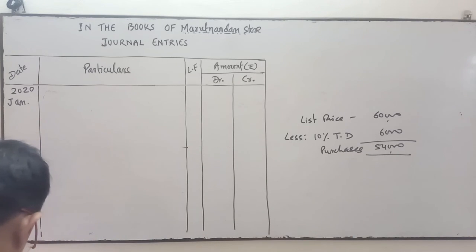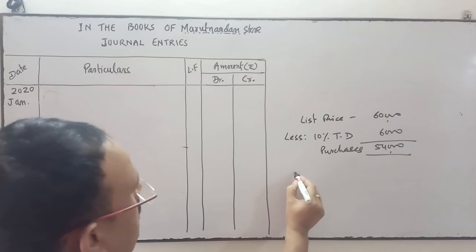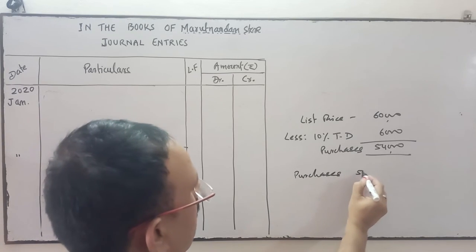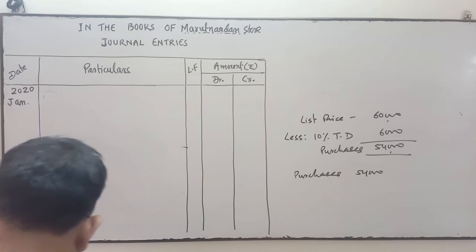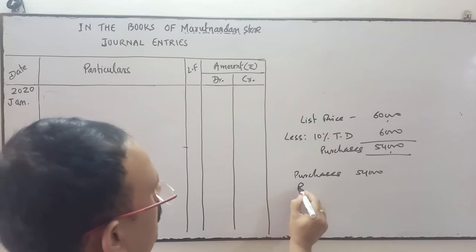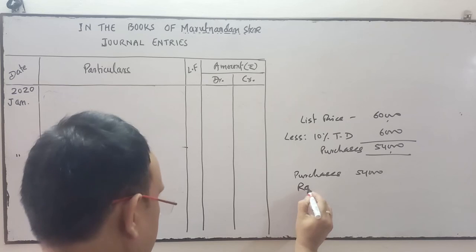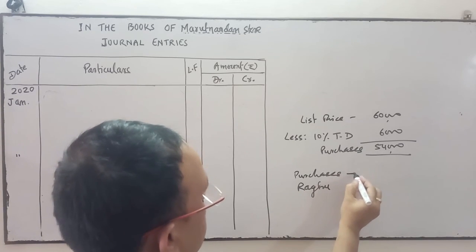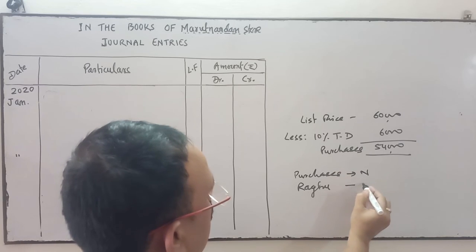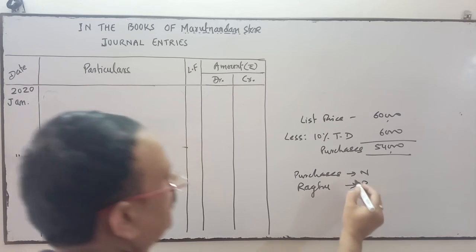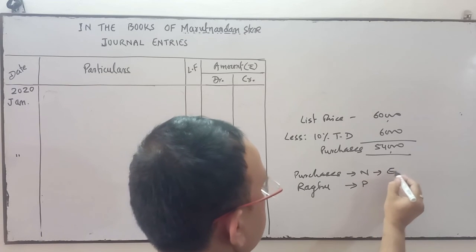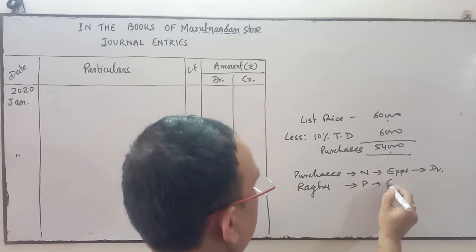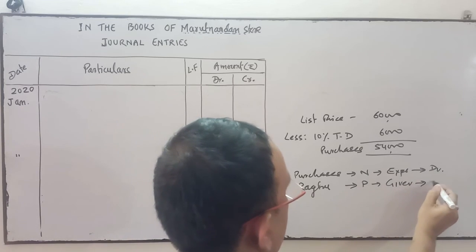So we will open the purchase account, 54,000, and goods purchased from Raghu. Raghu is the supplier, okay. So purchase comes under nominal, Raghu comes under personal. So all expenses are debited here, and Raghu is the giver, so his account will be credited.